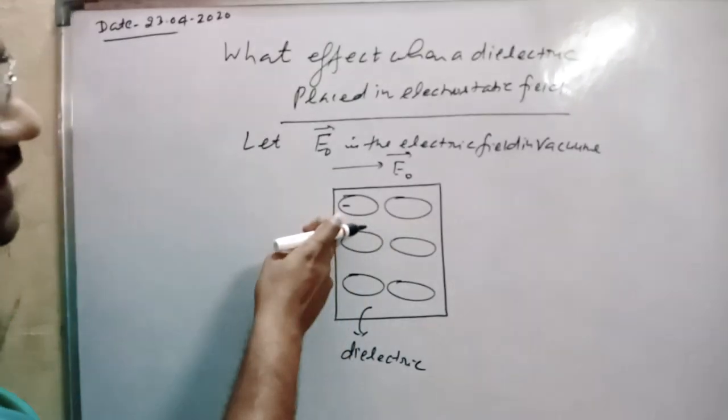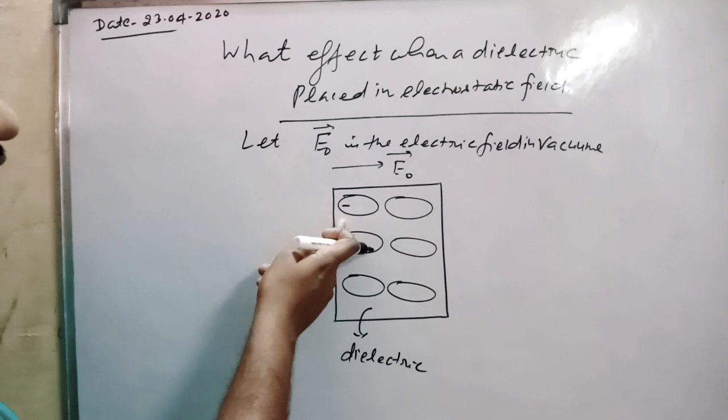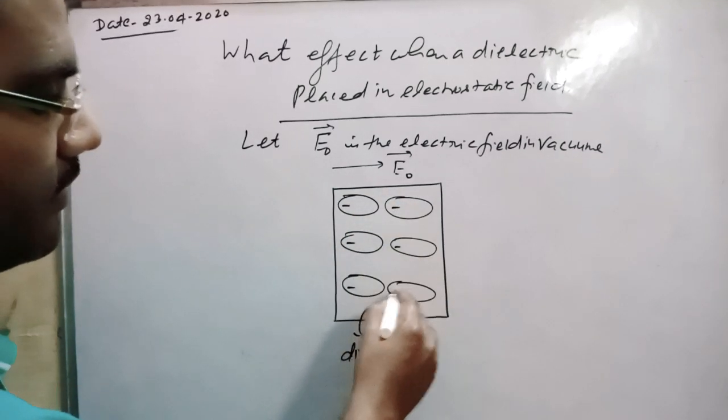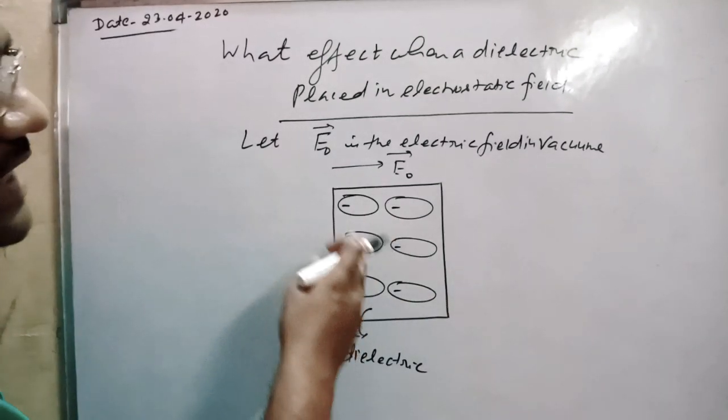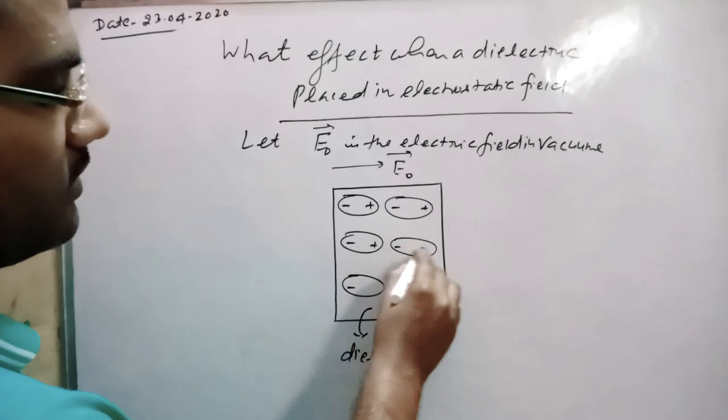All negative charges experience force opposite to the field. That means all negative charges come to the left side, and all positive charges experience force in the direction of the field. This one.